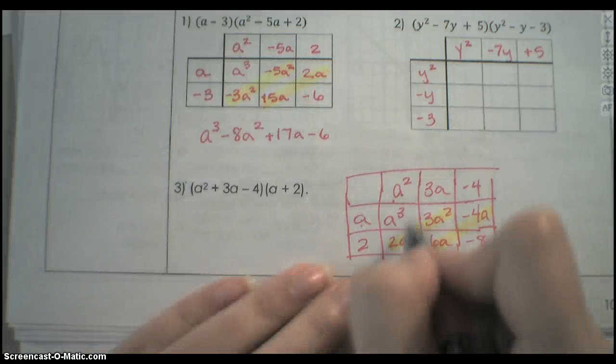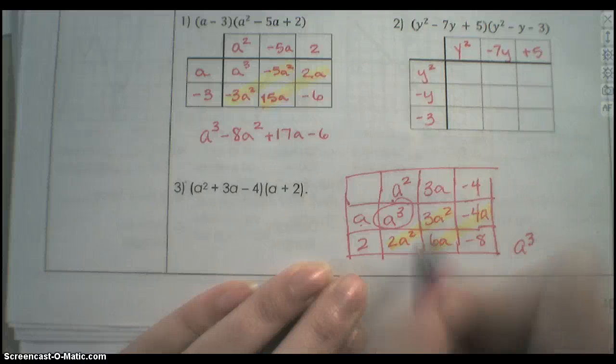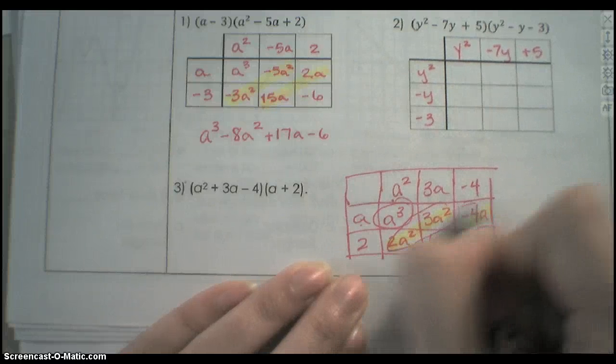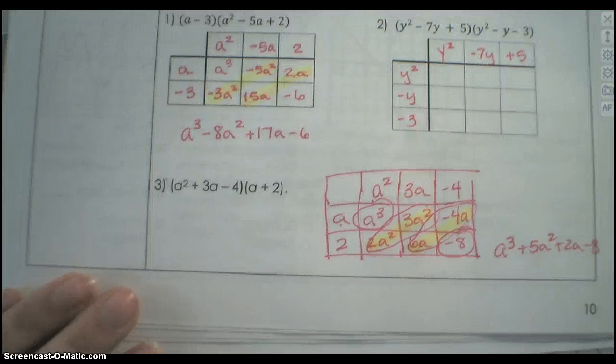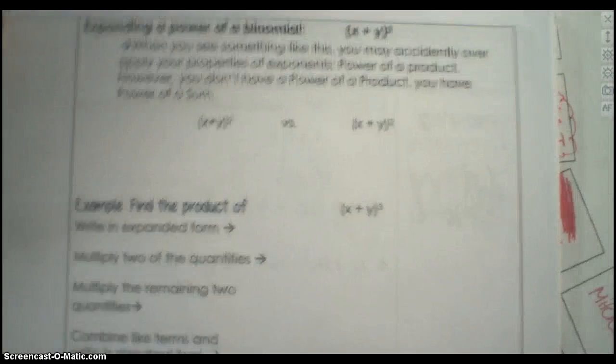So we have this first, which is our a cubed. We have this next, which is a 5a squared. We have this next, which is a 2a, and then lastly our negative 8 for our final answer. All right, so next page, page 11, we are going to be expanding.